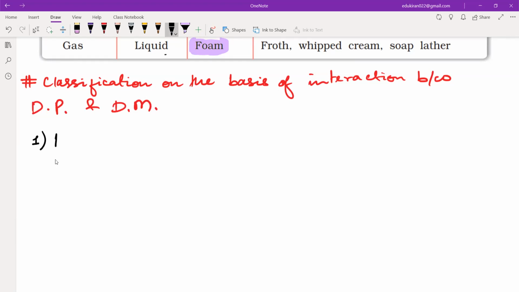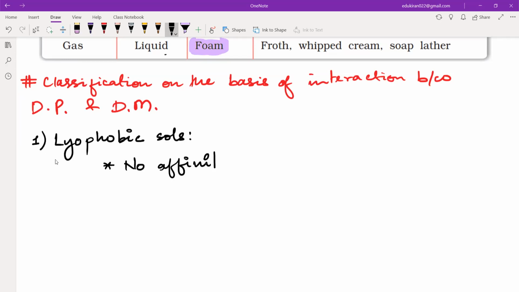Number one is lyophobic colloids. In this, the dispersed phase and dispersion medium don't have any affinity. Affinity is a good word for attraction. No affinity between DP and DM. That is why it is lyophobic.